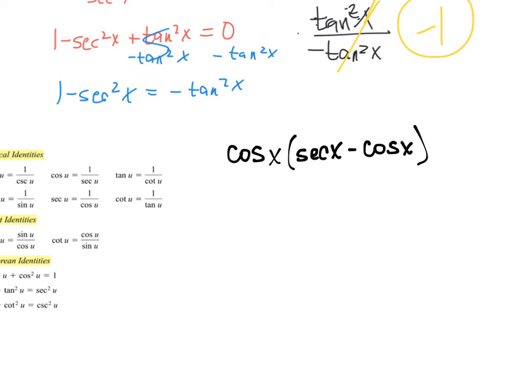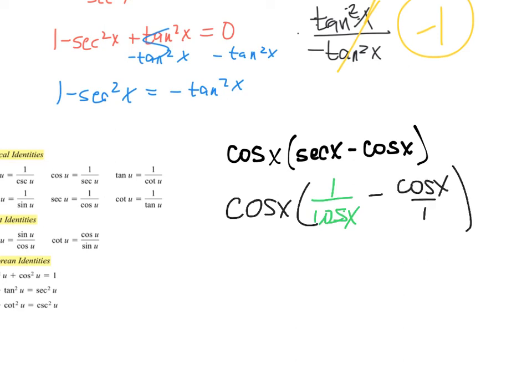Okay, so could I rewrite this as cosine x times 1 over cosine x minus cosine x, like this? Yeah. Everybody see what I did? All I did was just replace secant with 1 over cosine. Now what do you think we should do? We're going to distribute. We're going to multiply. We can't just cross stuff out yet because we got that minus sign.